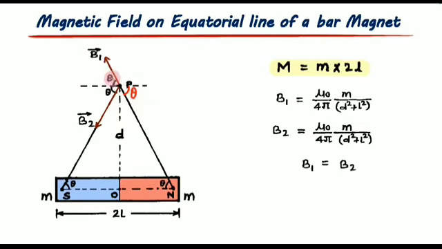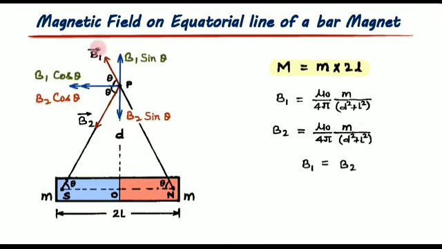The force of repulsion between the north pole of the bar magnet and the unit north pole at point P, B1, is equal to mu naught by 4 pi, m by d squared plus L squared. Next, the force of attraction between the south pole of the bar magnet and the unit north pole at point P has a cos theta component. So B2 is equal to mu naught by 4 pi, m by d squared plus L squared. D means distance, L means length.